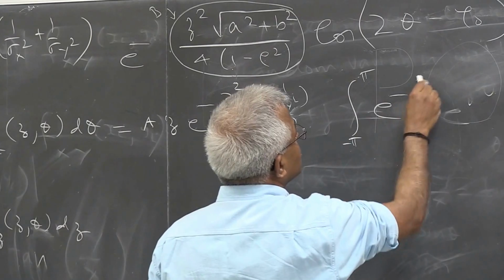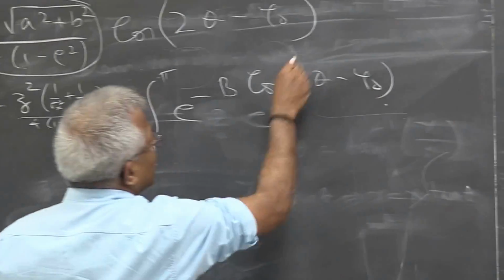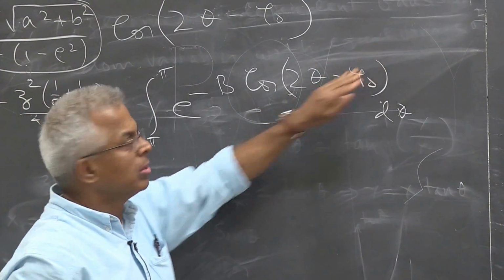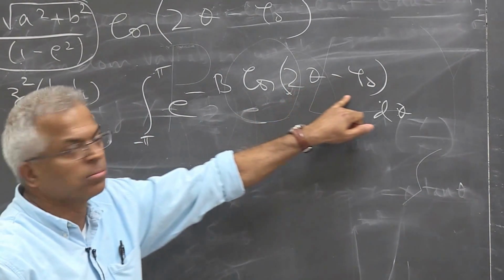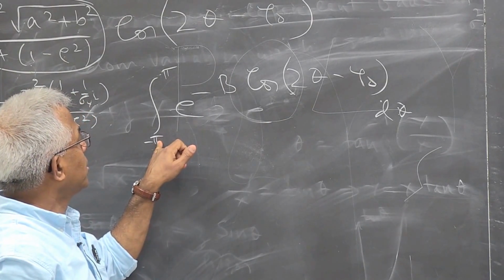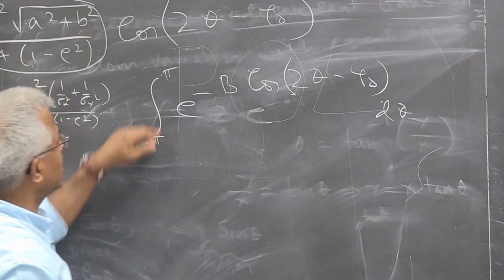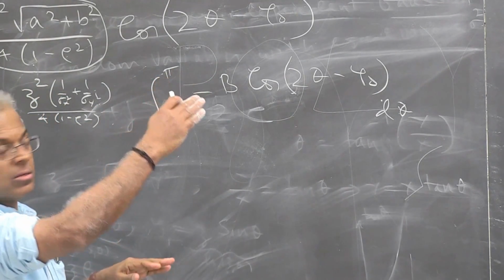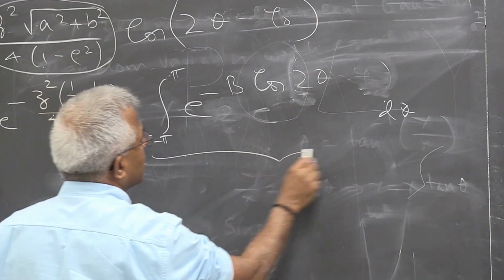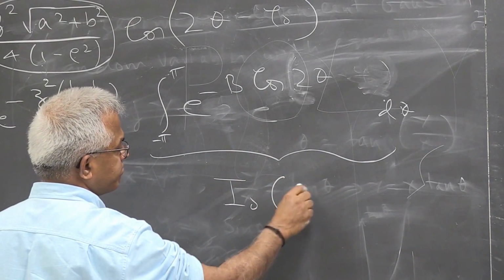So e raised to minus b cos(2θ − φ₀) dθ. You can see this φ₀ is not going to play any role, because if you make a simple change of variable, do you see that? This will go from minus π minus φ₀ to π minus φ₀. In other words, the integration is over 360 degrees. So whether you write this or not, it's exactly the same. And this is the Bessel function evaluated at b.